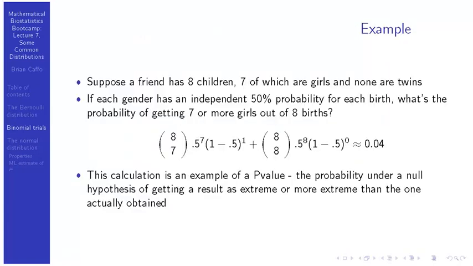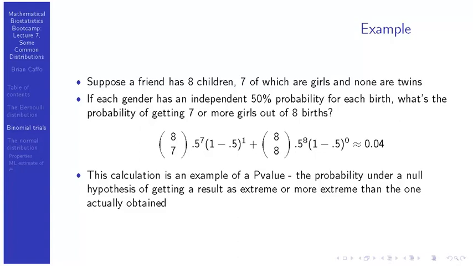So let's just go through an example of using the binomial mass function. Suppose you have an intrepid friend that has 8 children, and it turns out that 7 of them are girls and none of them are twins. If you're very persnickety, let's just forget about all the little persnickety things you could think about related to this problem, like having twins. Let's think about the problem in the conceptual way. We're going to think of every child from this family, its gender being a coin flip.